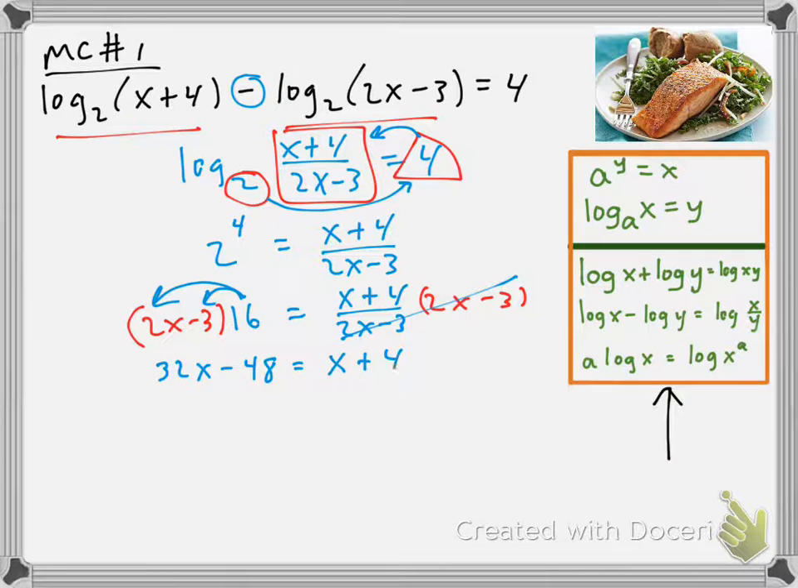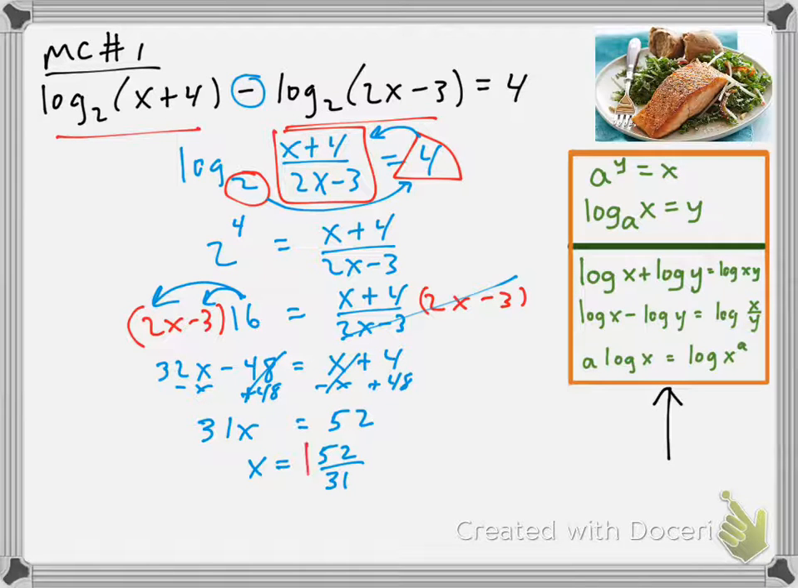4. And then subtracting x from both sides and adding 48 to both sides, we get 31x on the left. These guys cancel, those cancel. And we get 4 plus 48 is 52. And then dividing both sides by 31, we get x is equal to 52 over 31.